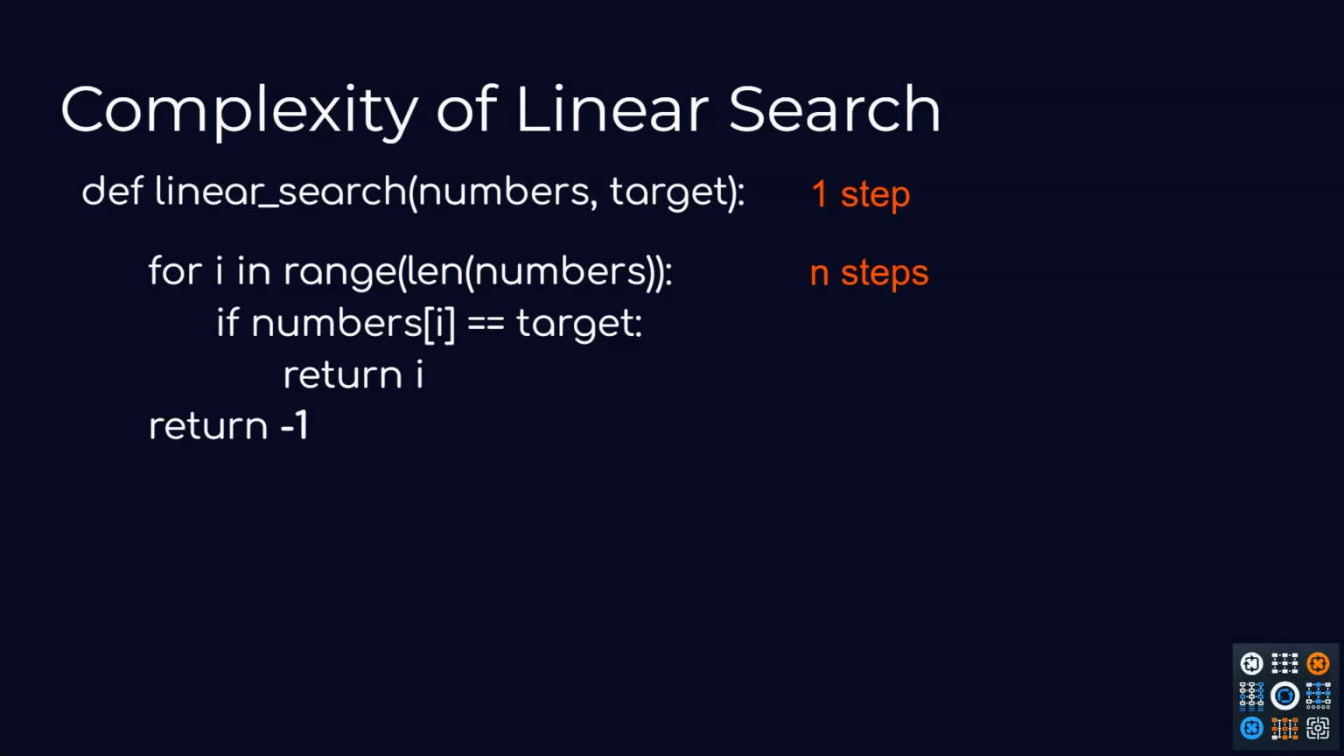Now, this is true only in what we call the worst case. The worst case occurs when the target is either at the very end of the list or not in the list at all. In these situations, the loop has to check every single element before finishing, or on the other hand, there is also a best case.